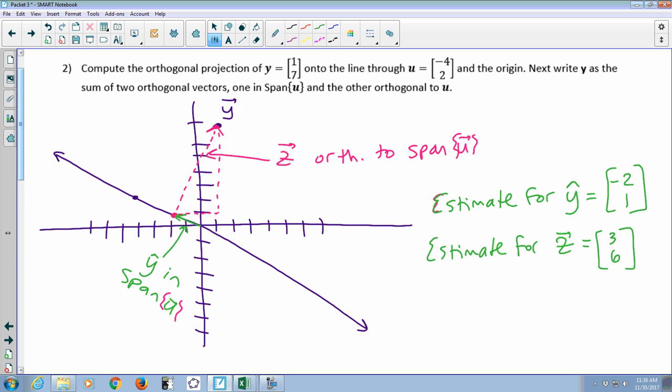So I think I found them. This is the answer to the question, right? My original vector y is equal to y hat, -2, 1, plus z, 3, 6. So I wrote y as the sum of 2 vectors that are orthogonal to each other. One of them is in the span of u because -2, 1 was on the line, and the other one's orthogonal to u. That's the pink perpendicular dropped down to the line. So you can do it visually if everything is nice and integer-y, and you draw a really good picture.